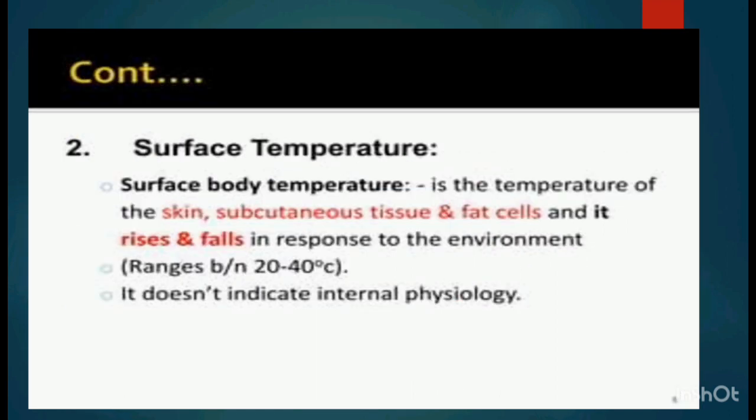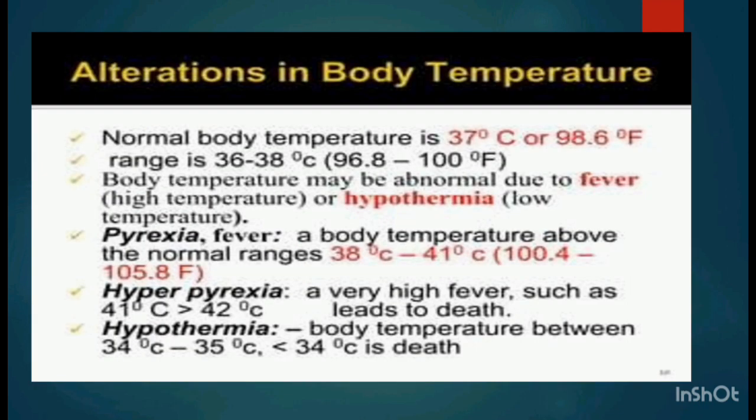So next is surface temperature. First was the core temperature. Second is surface temperature. It is the temperature of skin, subcutaneous tissue, and fat cells, and it rises and falls in response to the environmental temperature. It can range between 20 to 40 degrees Celsius, and it does not indicate the integral physiology of the body.